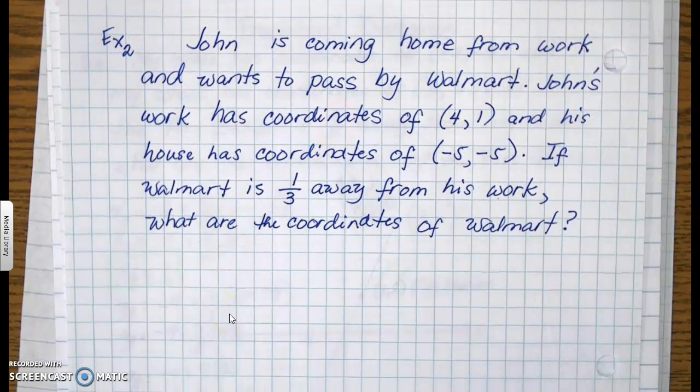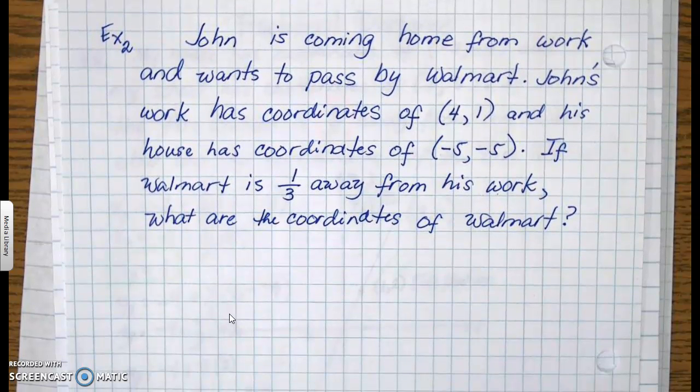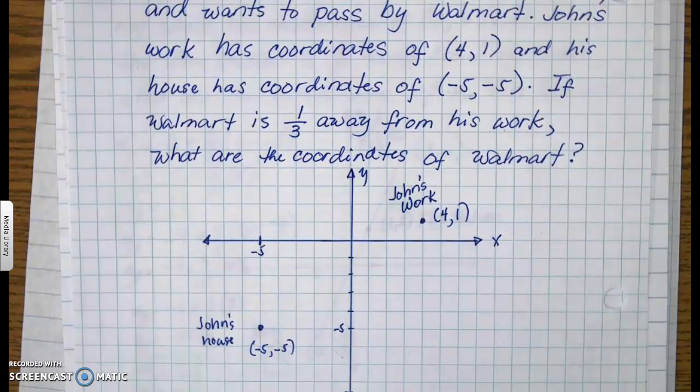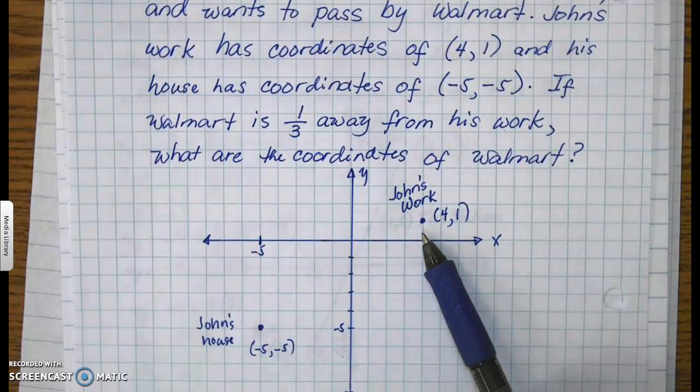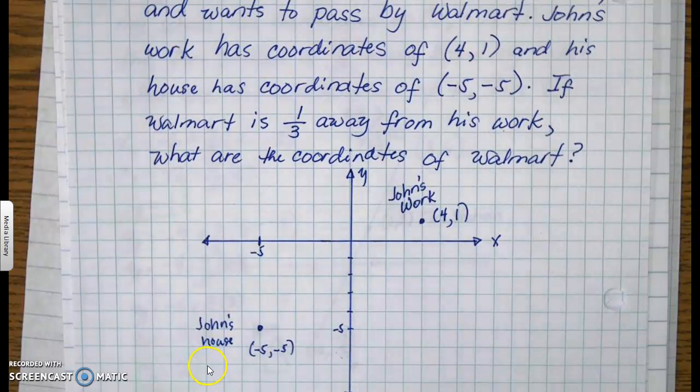Okay, now we go to example number 2. John is coming home from work and wants to pass by Walmart. John's work has coordinates of 4, 1, and his house has coordinates of negative 5, negative 5. If Walmart is 1/3 away from his work, what are the coordinates of Walmart? So once again, we plot our points. So John's work is here, 4, 1, and John's house is here. And Walmart is 1/3 away. The first thing I would want you to do is to connect these points.